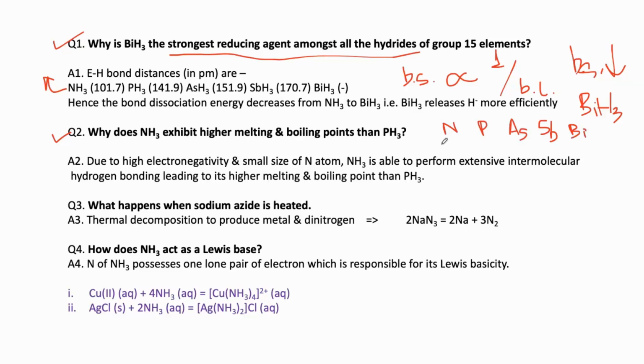Nitrogen has an electronegativity of about 3.0 on the Pauling scale, but phosphorus has an electronegativity of about 2.1. Nitrogen is also smaller in size, and phosphorus is larger, because as we go down the group, the size of the atoms increases. Now nitrogen has higher electronegativity and smaller size. That's why we have this NH3 molecule.